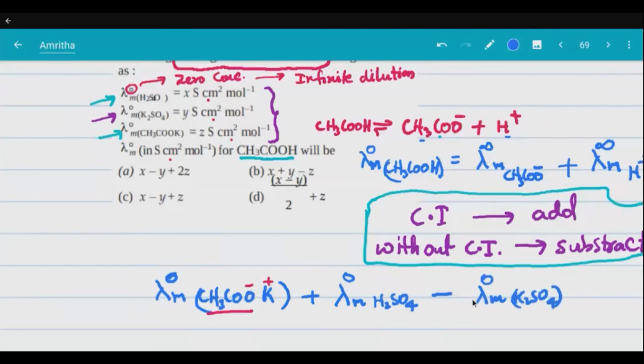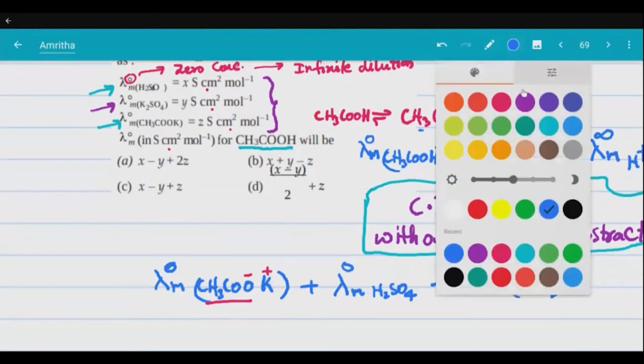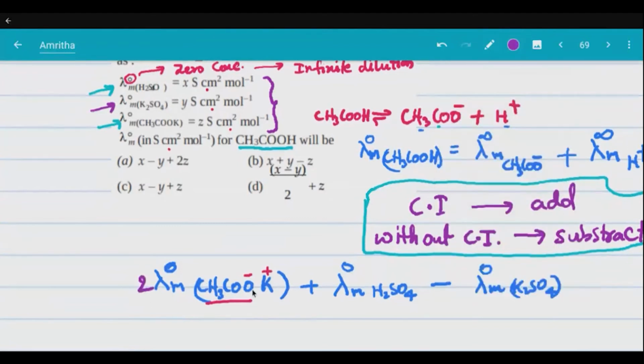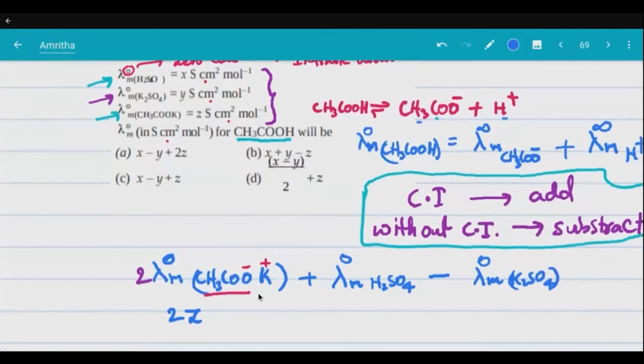K2SO4. So what is the correct answer now? Tell me. This must be 2 times, but K is not balancing, no? K2SO4, K is not balanced. So what you have to do is, this is 2 times, and this is 1 time. So look at this. This has to be 2 Z. This Z unit is given, plus H2SO4.